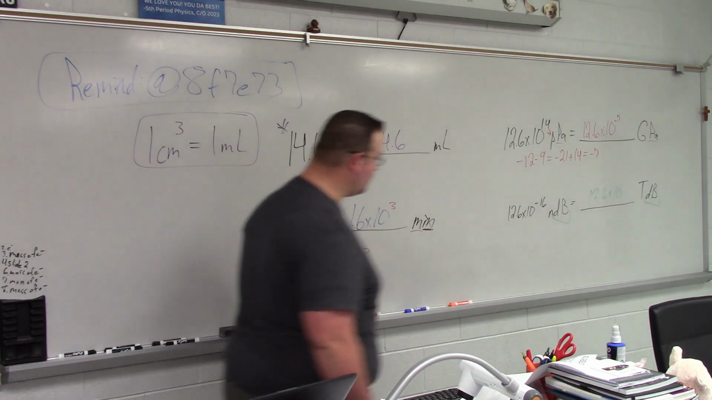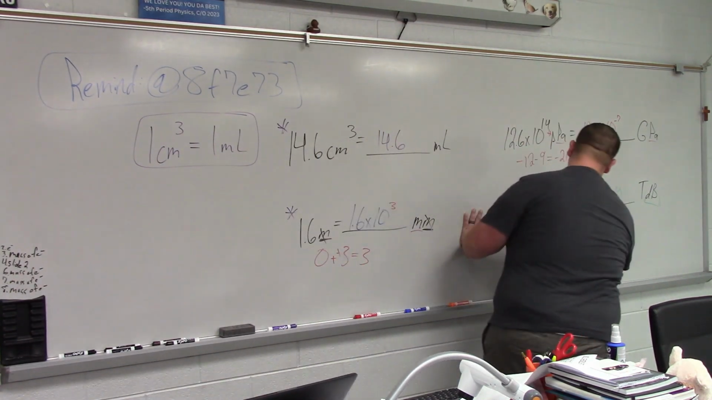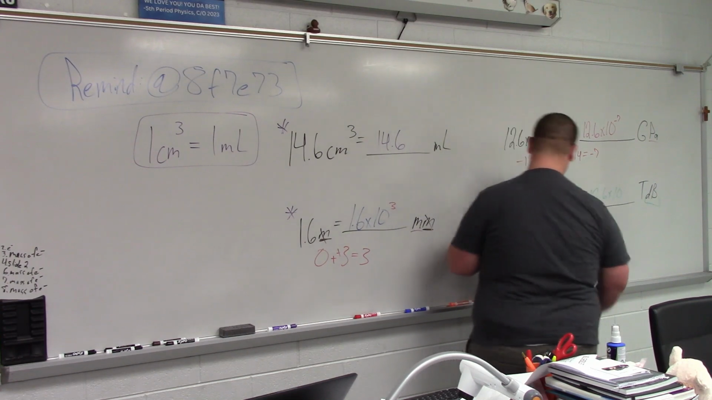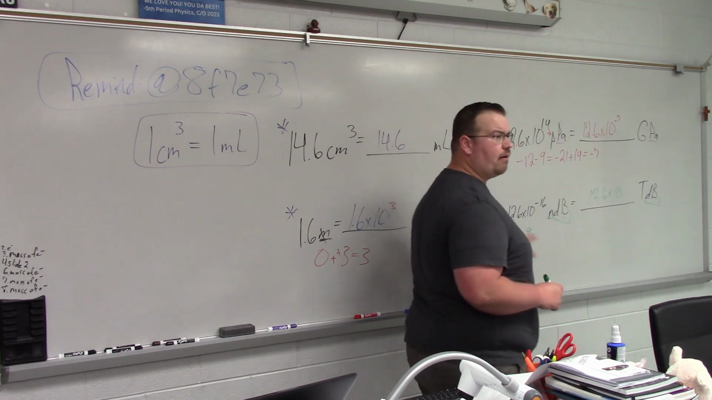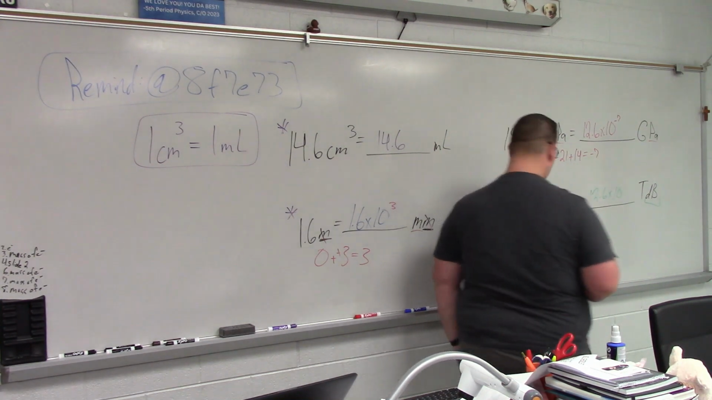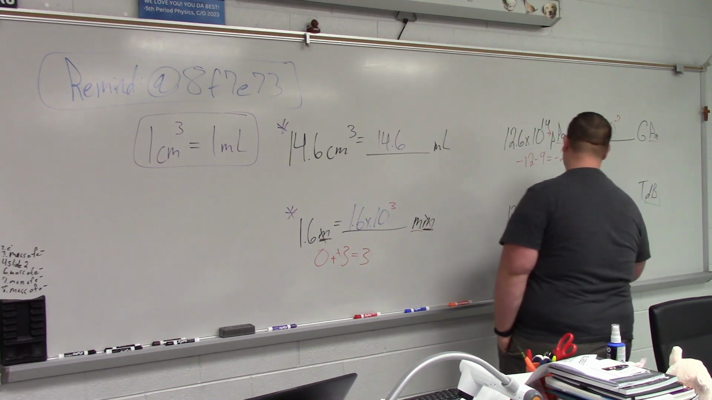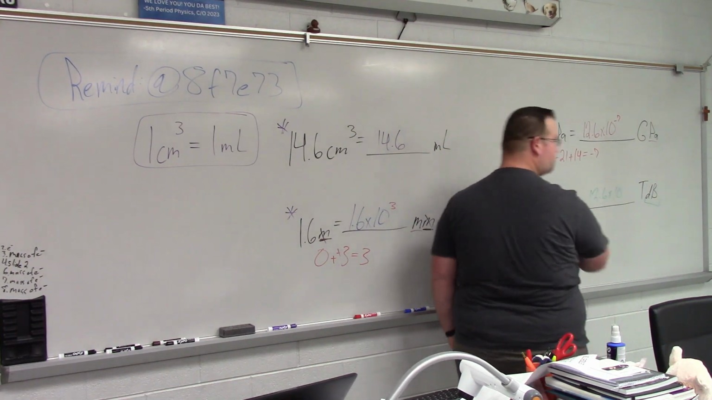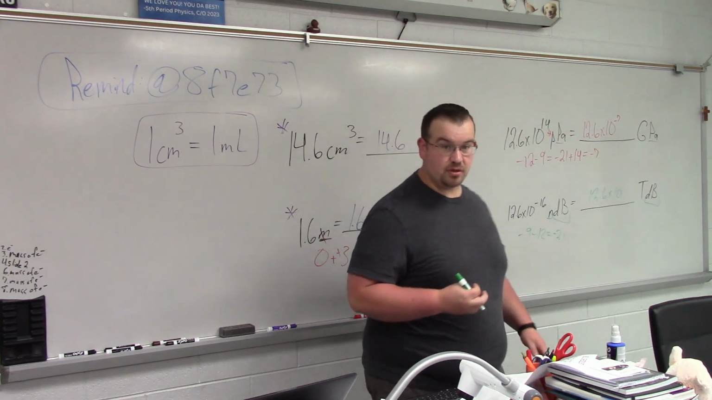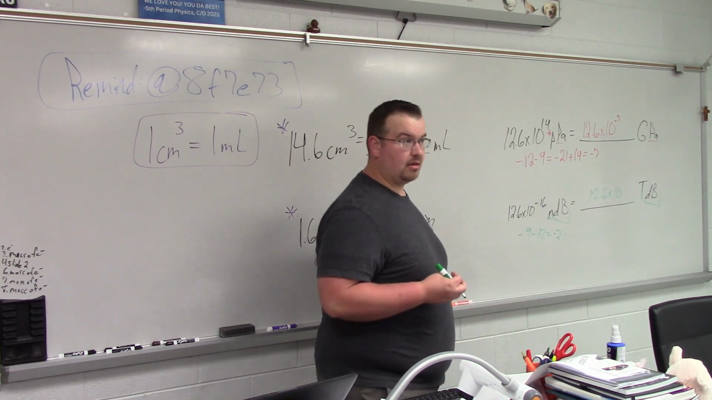So, find the difference in the exponents. Nano is what? -9. Minus tera. What's tera? 12. Which equals? Negative. It's like the numbers backwards. Wow, that's amazing.